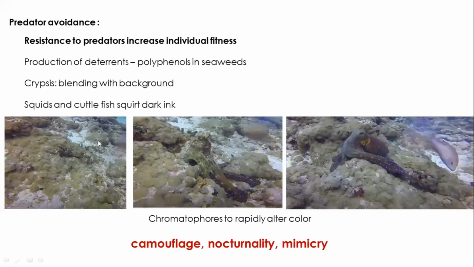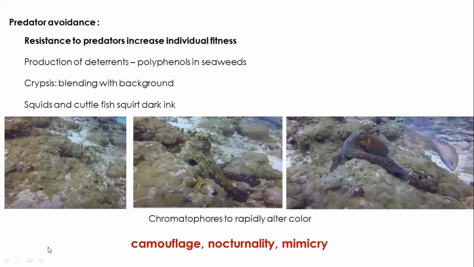Then we also have some examples of crypsis. Crypsis is a concept which suggests blending with the background. One of the common methods of crypsis is camouflage, right? Where you can see that the organisms blend with the background, and the predators will not be able to see them. In this case, you can see there are three images on my screen: the first one, the second one, and the third one. It's the same location, in three different frames.